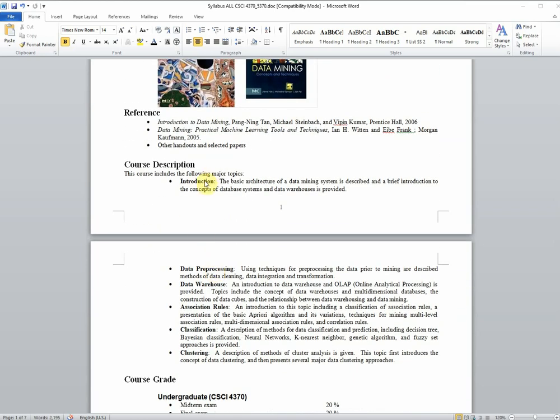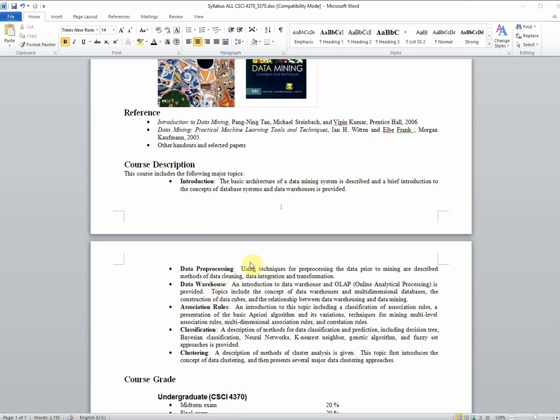Here's the description. Based on what I have mentioned earlier, we will start looking into the introduction, and talk about data preprocessing. How do you process the data from multiple databases or different resources, collect them together, forming a centralized database, and that can be a data warehouse that we are looking into. A data warehouse is a very different perspective than a database, and we will talk about what the difference is between those.